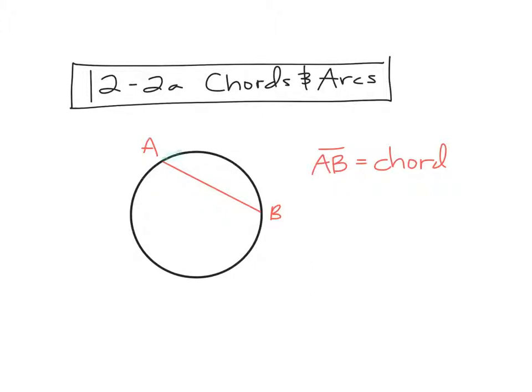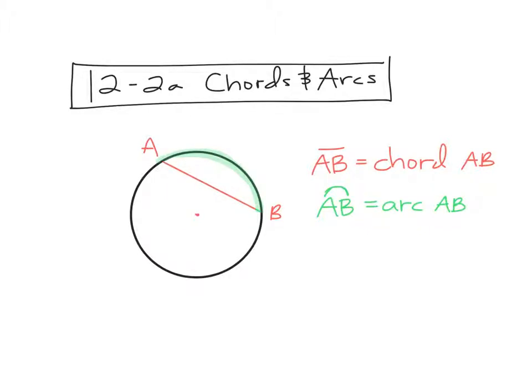and that arc is this arc here, my green. We would call that arc AB, and the way you write it is AB with a little arc over top instead. So this is arc AB. The top one is chord AB, is how you would say it. So that's what a chord is.